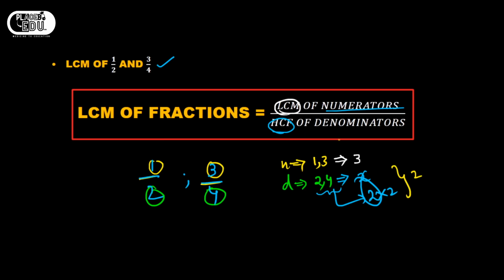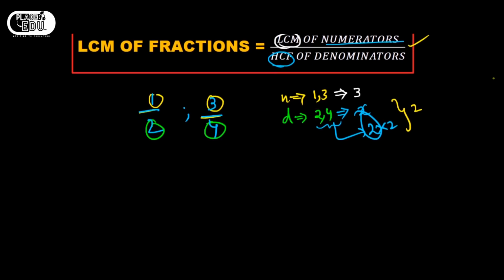Now what I have to do is just write them as a fraction. Therefore, I'm writing it as a fraction like 3 by 2. That's it. That's the answer. So the LCM of these two fractions is 3 by 2. Okay, next question.